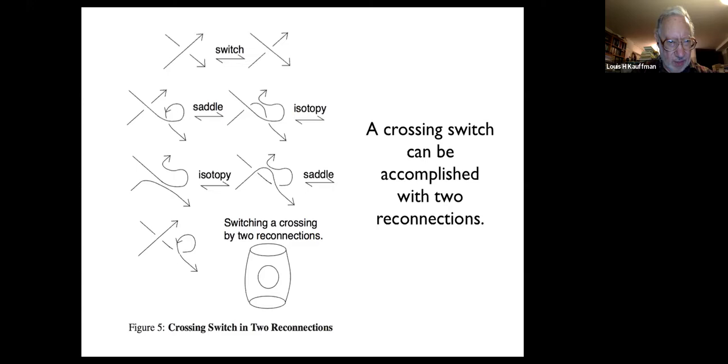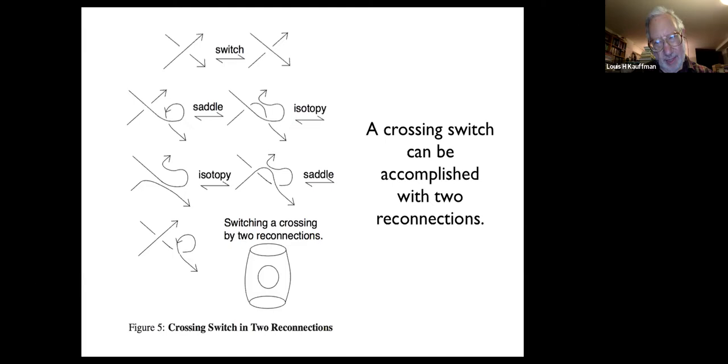And I'm back to the knot again, I have switched the crossing. You'll notice the writhe hasn't changed in the process. Important to see that. But the point is that the crossing switch can be accomplished with only two reconnections.